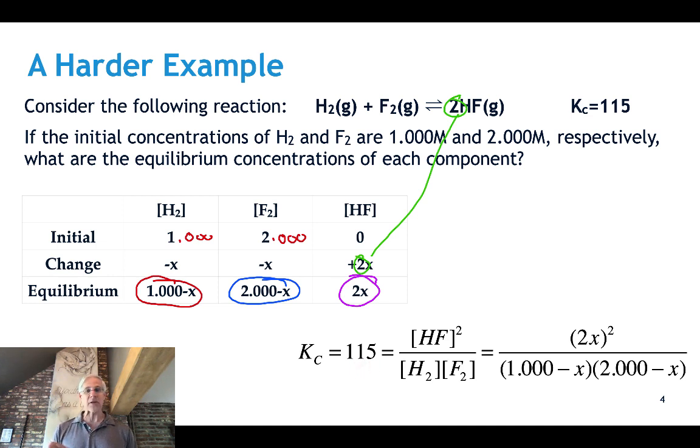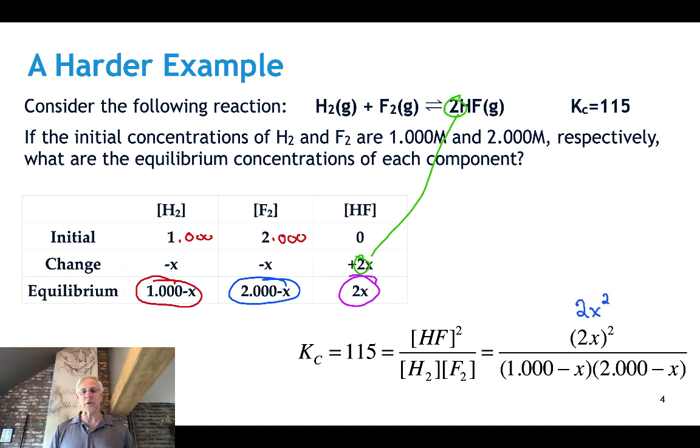And again, that's something that's either given to you or something you could look up if you were in the lab. We know that it's going to be equal to the concentration of HF squared, because of the 2 coefficient, over the concentration of H2 times the concentration of F2. So that equals the concentration of HF, which is 2X quantity squared. You have to be very careful writing that (2X) squared, because if you just think in your head 2X squared, you might write it like this.